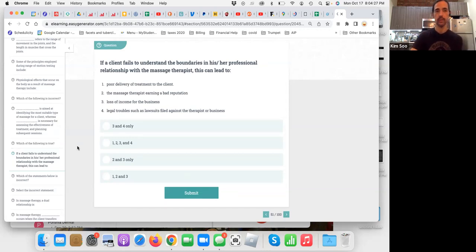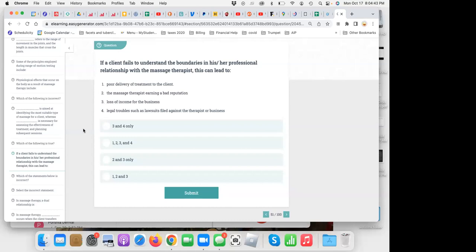And we continue on. If a client fails to understand the boundaries in his or her professional relationship with the massage therapist, this can lead to poor delivery of treatment to the client, massage therapist earning a bad reputation, loss of income for the business, legal troubles such as lawsuits filed against the therapist or the business. I think it's 1, 2, and 3. What do you guys think?